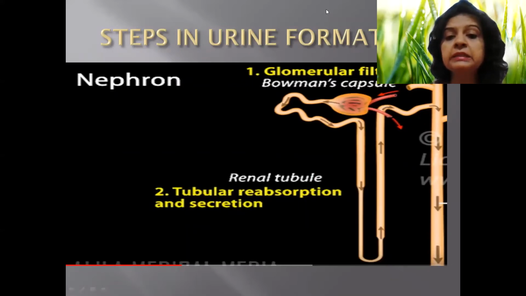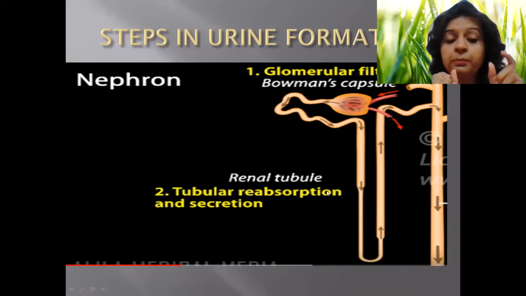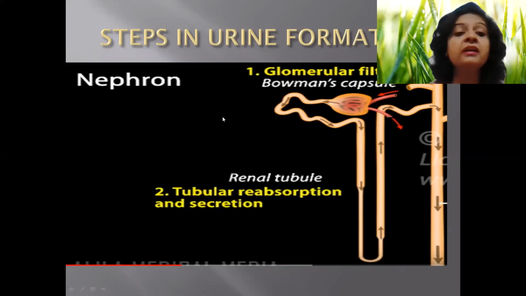Now when you move back and see how this process of urine formation occurs, this is the nephron. It has 3 steps by which urine formation occurs. The first step is glomerular filtration. As the word says, glomerular, the major role is taken by the glomerulus. The second is tubular reabsorption. Tubular means the tubules, the PCT and the DCT, the proximal convoluted tubule and the distal convoluted tubule, which take part in this process.